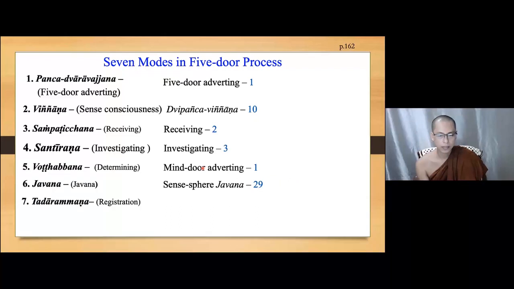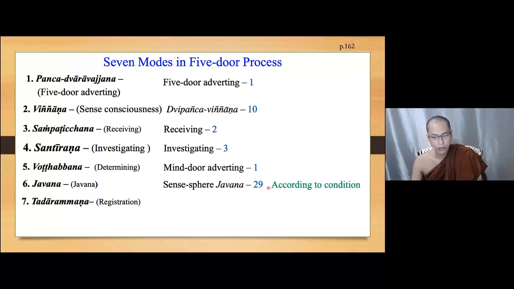Then here, in the five door process, you may remember that among the 55 javana, only 29 sense sphere javana can run in the five door process. The other remaining 26 sublime javana cannot arise in the five door process. They just arise in the mind door process alone. So related to the five doors, we just get the 29 javana out of the 55. So we get the sense sphere javana 29.